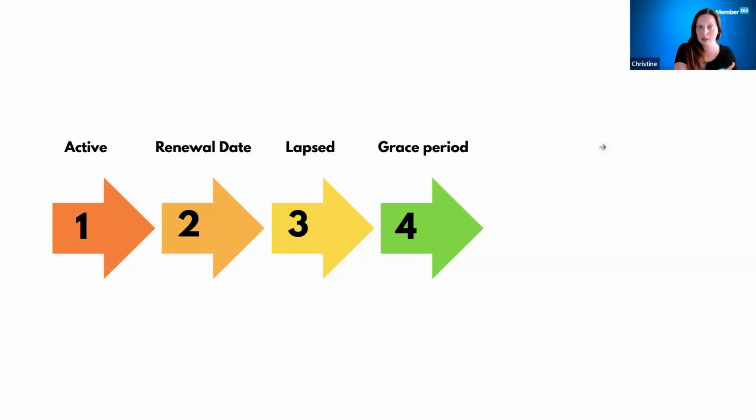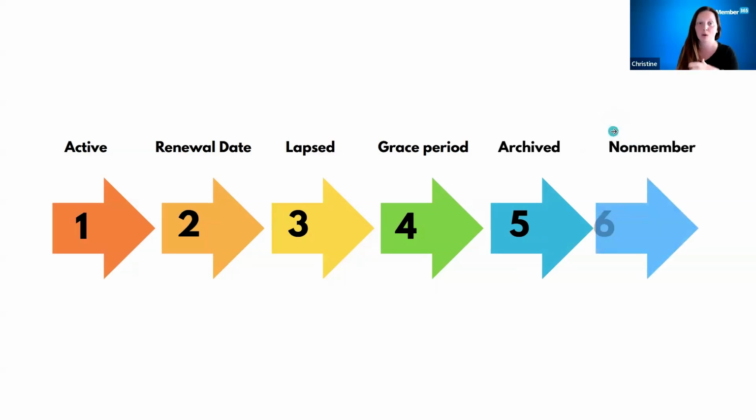You can leave them in a lapsed status, though I don't recommend it. Or you can archive them, making them a non-member with a history of a membership. Some associations do auto archiving, so right after their grace period is over, that 30 days, or sometimes 60 days, but again, industry standard is 30 days, they automatically archive them. And the system can do this automatically.